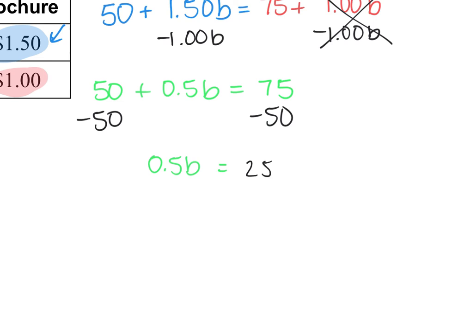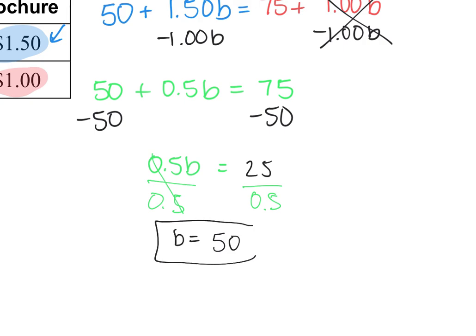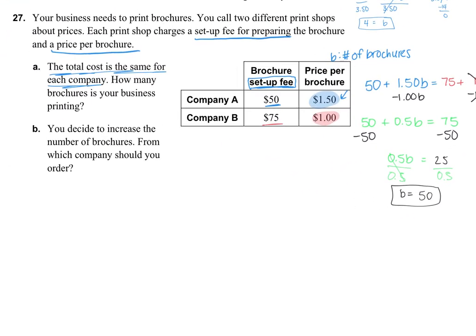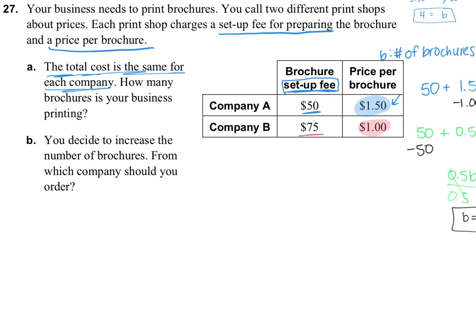Once we put that in there, all we're doing is we're dividing by 0.5 to both sides. Now, when you divide by 0.5, that is the exact same thing as multiplying by 2, or dividing by a half, and you should get 50. So B equals 50. That means that in order for the businesses to produce the same amount of money, they are producing 50 brochures.